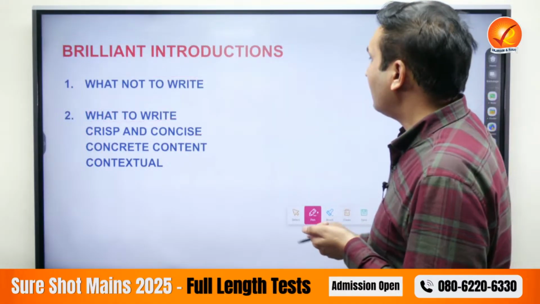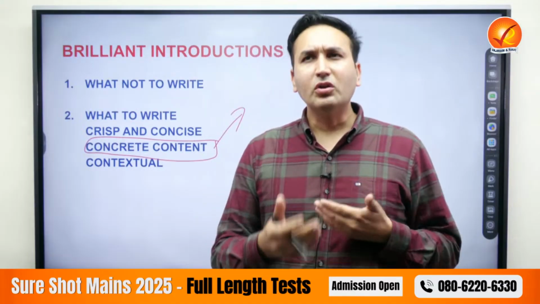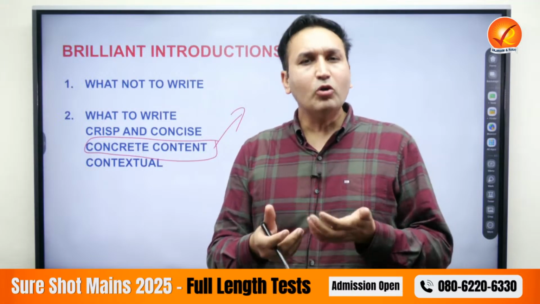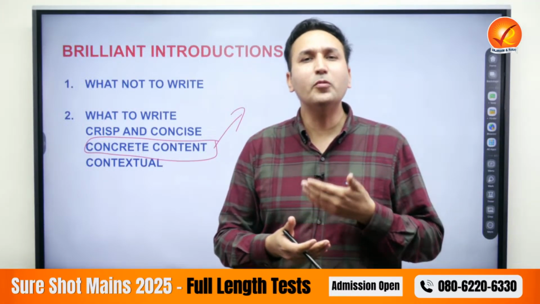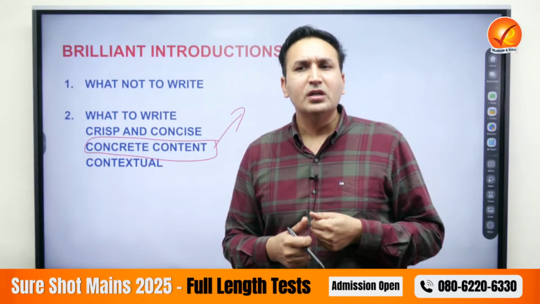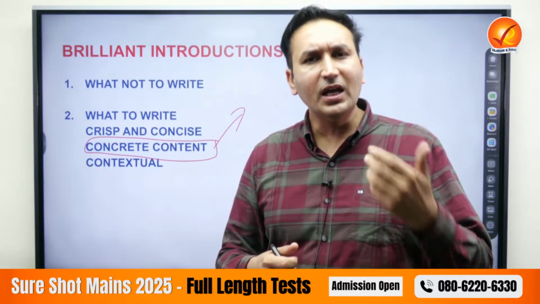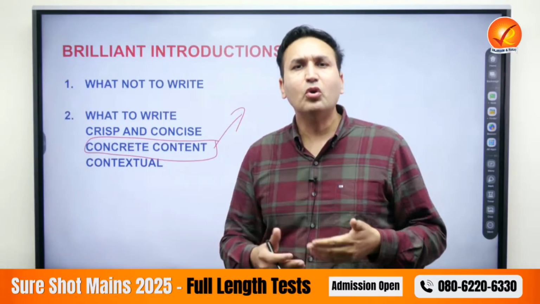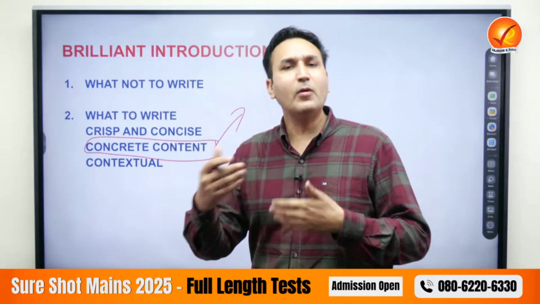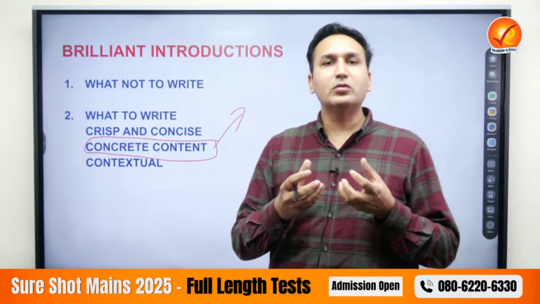Now, just a second. The content should be concrete. What do I mean by concrete content? If the question is about polity, you should write about constitutional articles, Supreme Court judgments, some recent news, some committee's recommendation, Law Commission or something like that. If it is about history, you should name people, dates, organizations. If it is about geography, you should write about locations, latitudes, longitudes. If it is about economy, you should write Economic Survey data or Budget data, right? So whatever you are writing has to contain some concrete content.